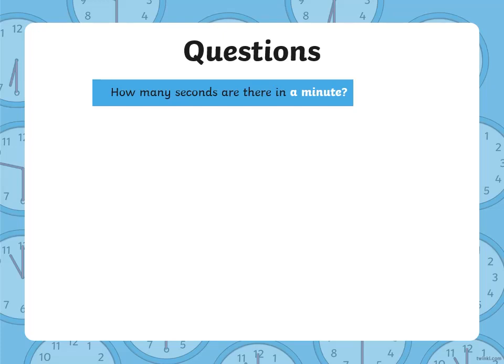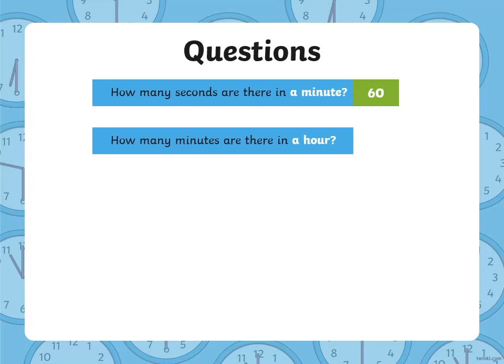So I've got some questions for you. How many seconds are there in a minute? Have a think about it. Visualize what the clock looks like. Wonder if you know the answer. That's it. 60. 60 seconds are in a minute.